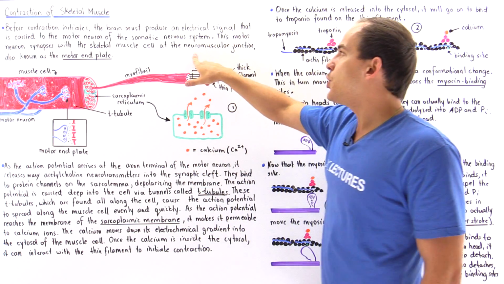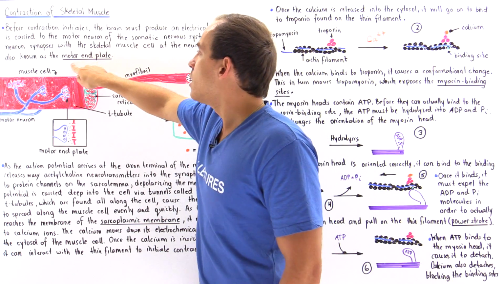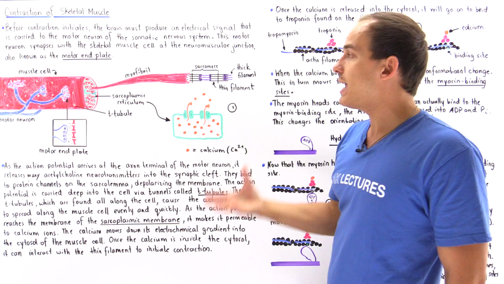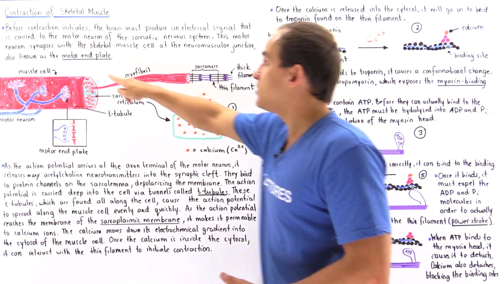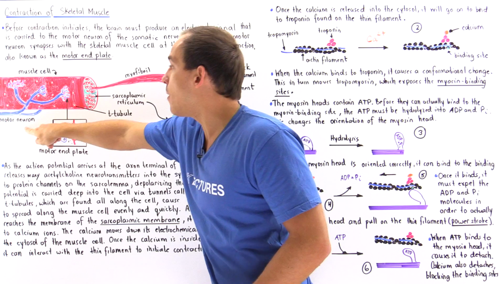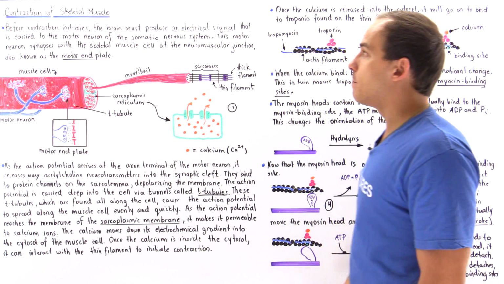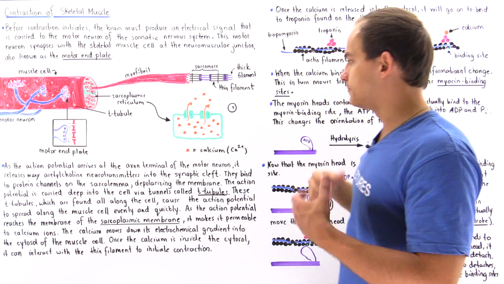is known as the neuromuscular junction, and it's also sometimes known as the motor end plate. So if you ever hear the expression motor end plate, that simply refers to the synapse between the end of the motor neuron and the sarcoplasm of our muscle cell. This is also known as the neuromuscular junction.